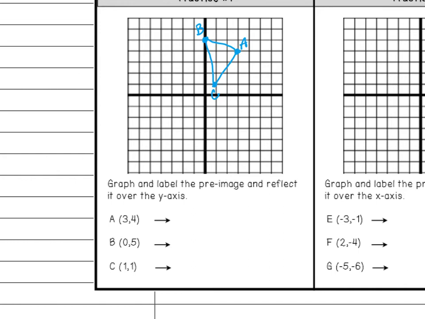And then they said C is at where? 1, 1. So there's C. Okay, so here's my triangle. Notice it's not a fancy graph. It kind of, you know, sucks or whatever. That's fine.